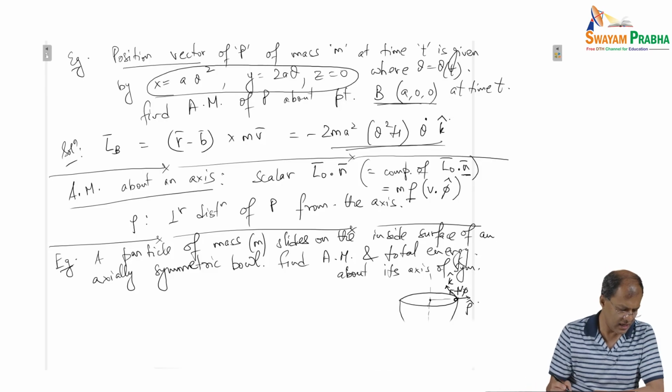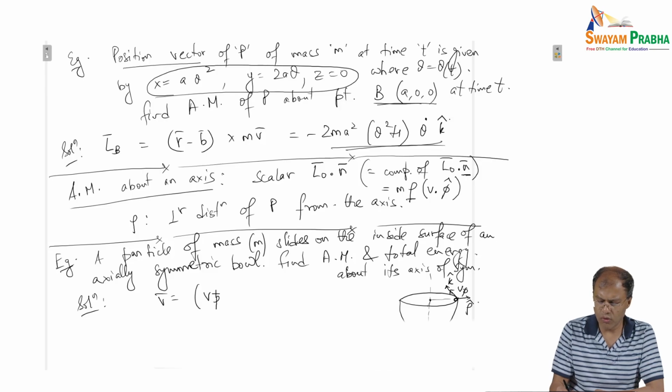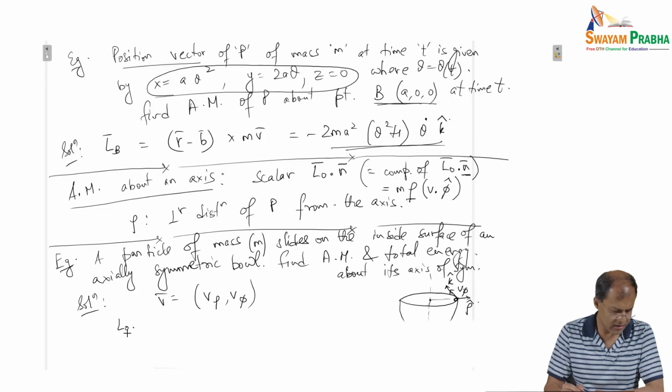Okay, so we can immediately write down the velocity of such a particle. V has two components, v rho and v phi, with rho being the radial and phi being the tangential component of the velocity. We just want to find the axial component of the angular momentum.